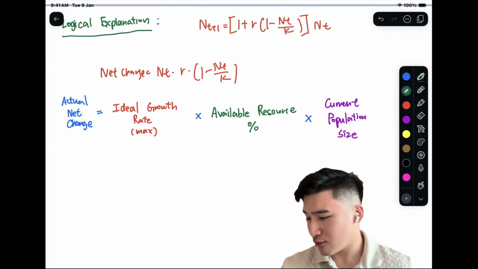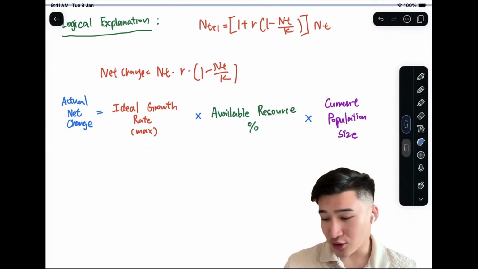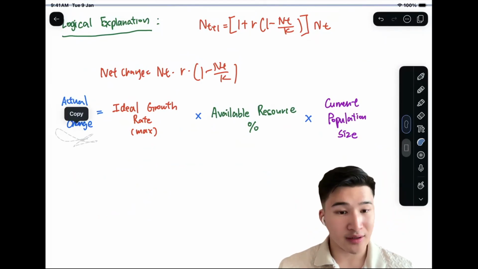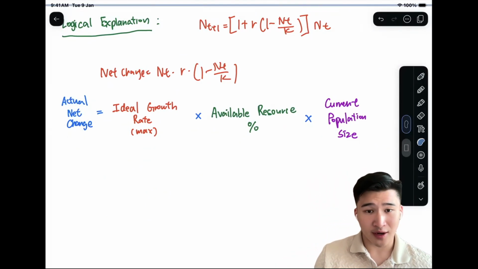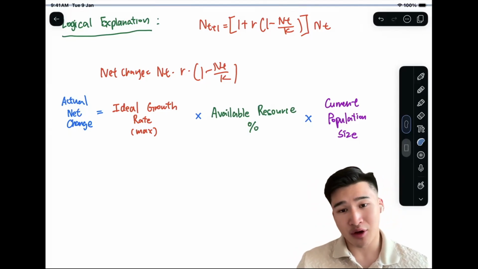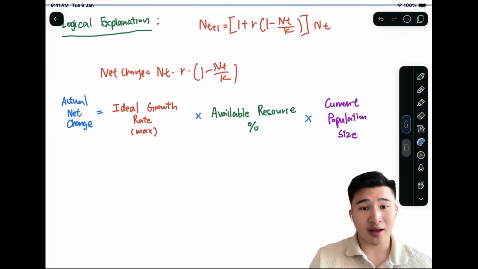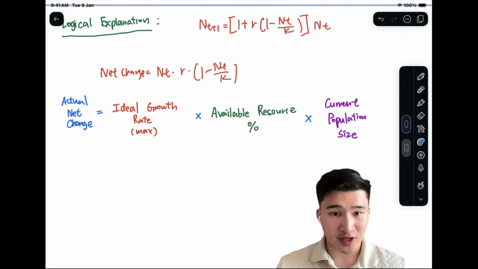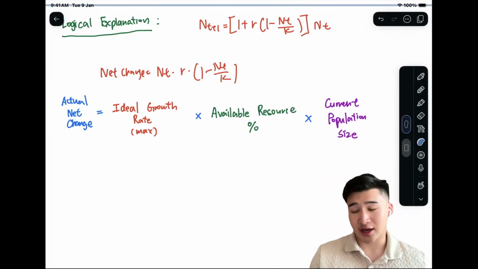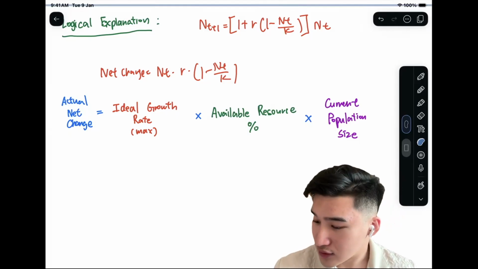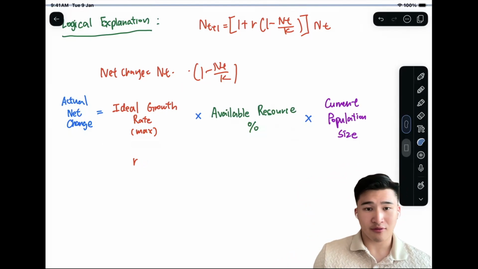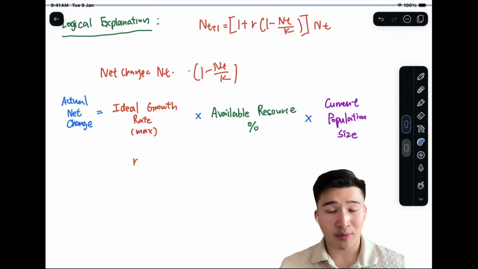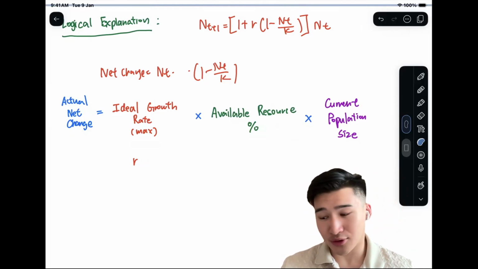And we can rearrange some variables as we go. So first of all, the average net change is equal to the ideal growth rate. We've talked about this: it is the maximum potential when the resources are unlimited and the population is super small. And I've already explained why that's the case in our first video, so if you forgot, feel free to check out our part 1 series. So this is our ideal growth rate, the r, and we want to multiply by the available resource.